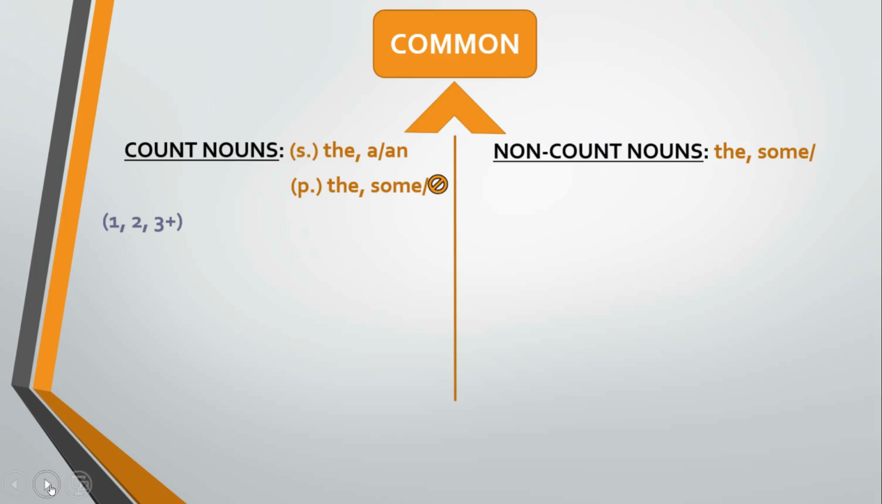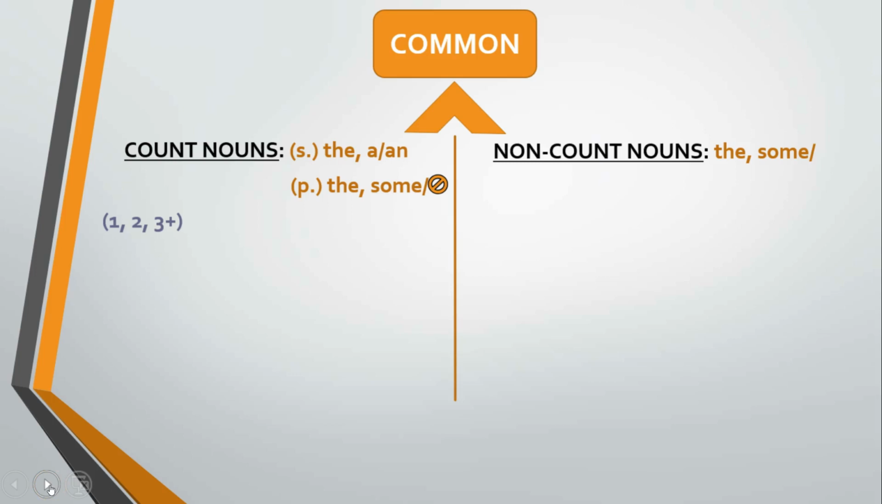And this may be different for different languages. You need to know what kind of nouns you can actually count in the English language. 1 house, 2 houses, 3 houses. These are the nouns that you can actually count.